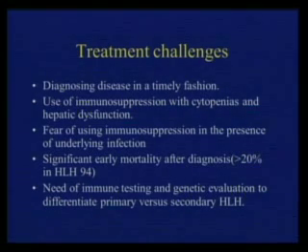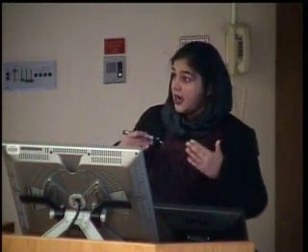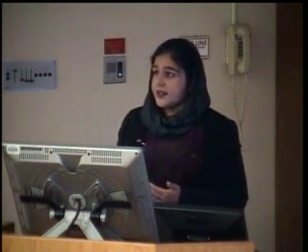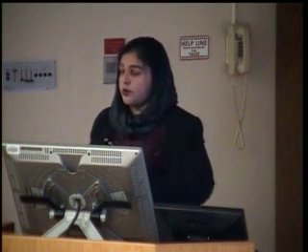You also want to think, as a challenge, about when you would do the immune testing and genetic evaluation to differentiate between primary versus secondary HLH. The reason this is a challenge is that when patients present at an older age with secondary HLH, hematologists and oncologists are of the belief that you cannot find a genetic mutation, because secondary HLH presents later in life and familial HLH presents earlier, at an earlier age. So if you're seeing an 18-year-old or 15-year-old with HLH, there is a debate. Is there a need to do the genetic testing?